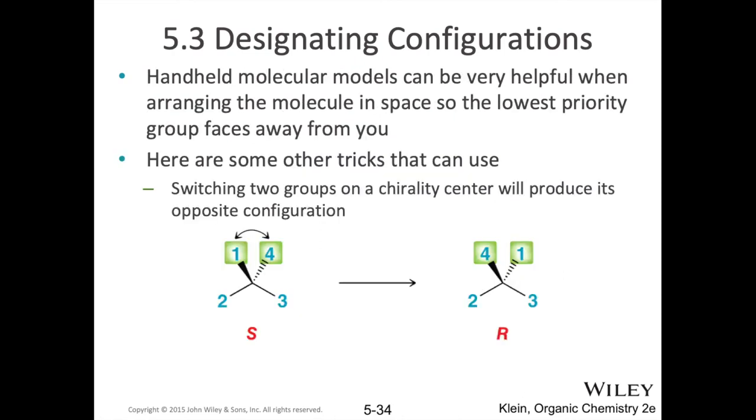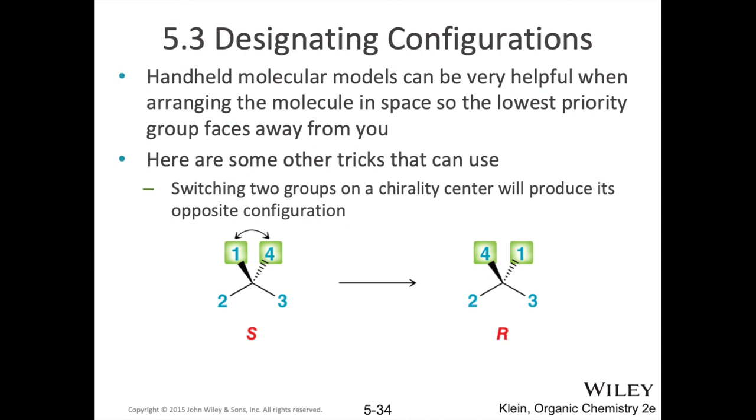Okay, so like I said, you can flip two pairs of groups to give you the same molecule flipped over. You can use that same approach if you want to draw the enantiomer of a molecule. If you flip one group and not the other, or one pair and not the others, you will make the enantiomer.